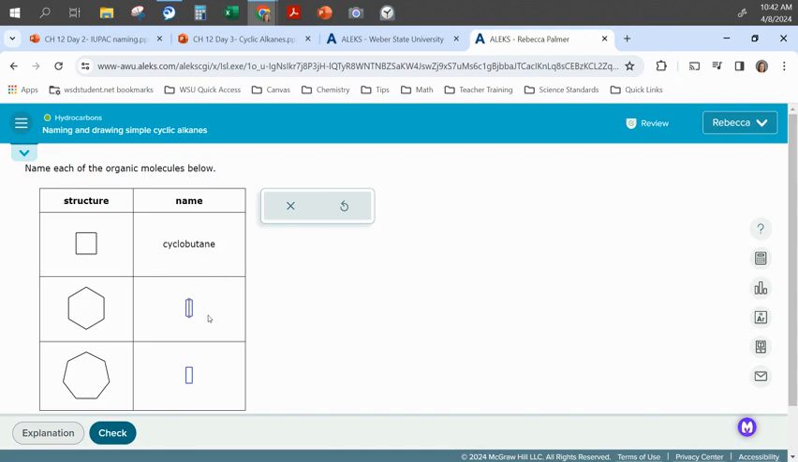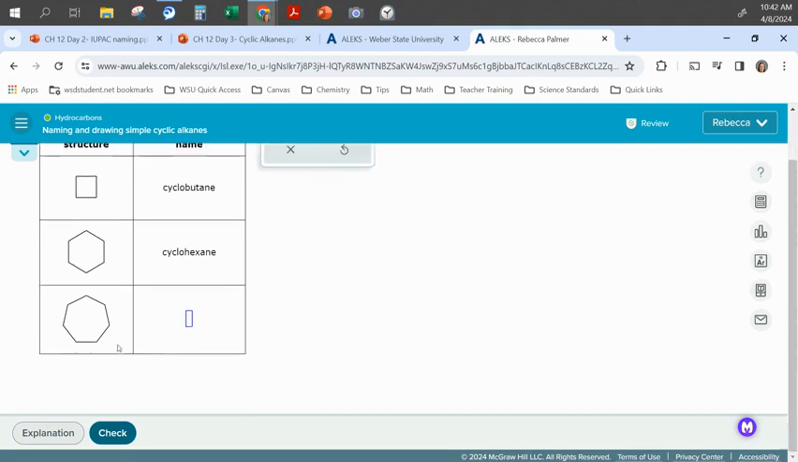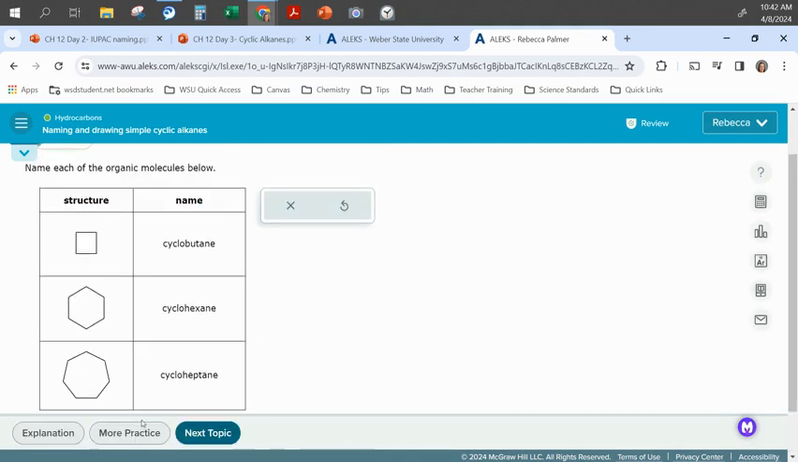All right, this one's cyclohexane. 1, 2, 3, 4, 5, 6. Cyclohexane. Make sure you put the cyclo because it's a ring structure. All right, I think we saw this one already. 1, 2, 3, 4, 5, 6, 7. Cycloheptane. Let's see if we get that. If you get cyclooctane, you have to keep both O's.